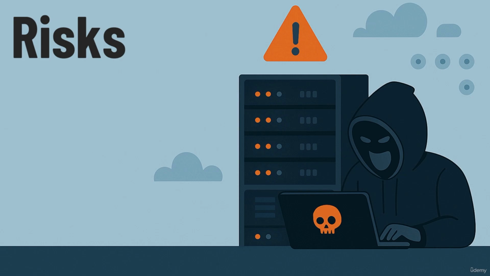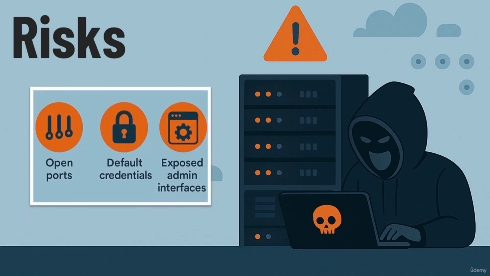System misconfigurations remain a major threat to both traditional and machine learning-based infrastructures. These issues arise when default settings are left unchanged, access controls are weak, or critical services are exposed. Common examples include open ports, default credentials, and unprotected admin interfaces, all of which are easy targets for attackers using automated tools. Such vulnerabilities can quickly lead to unauthorized access and full system compromise.